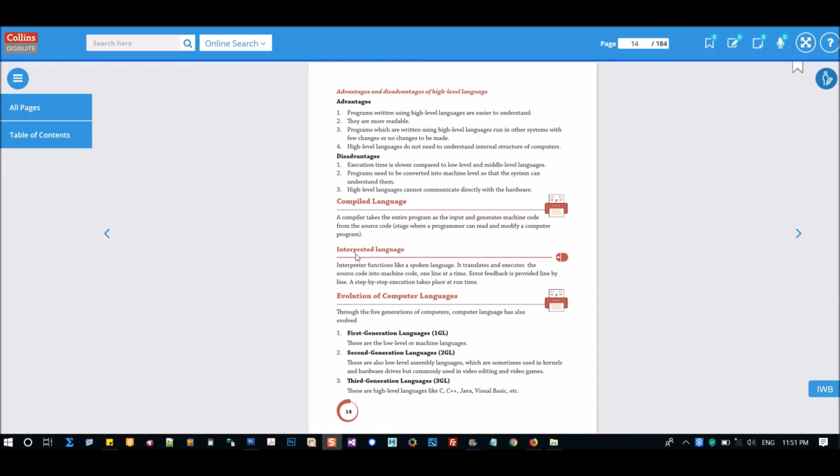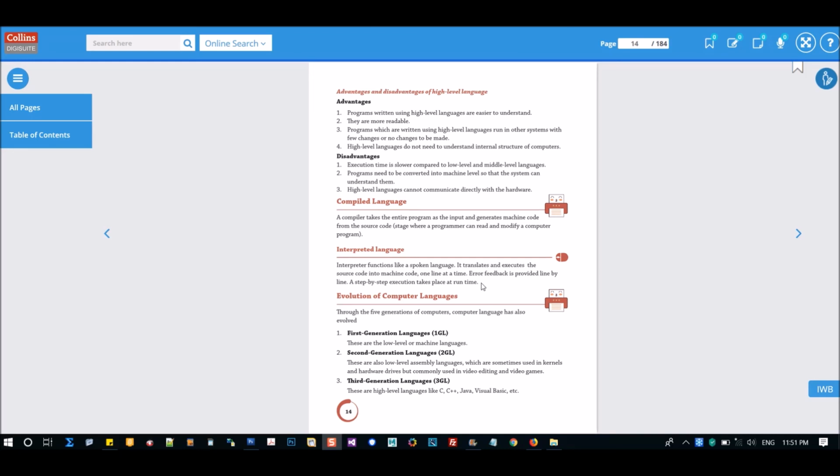And the second one, we have interpreted language. Interpreted languages function like a spoken language. It translates and executes source code into machine code one line at a time. Error feedback is provided line by line as step-by-step execution takes place at runtime. So an interpreter interprets the programming language one line at a time. That means this is slightly slower, because it converts one line at a time.